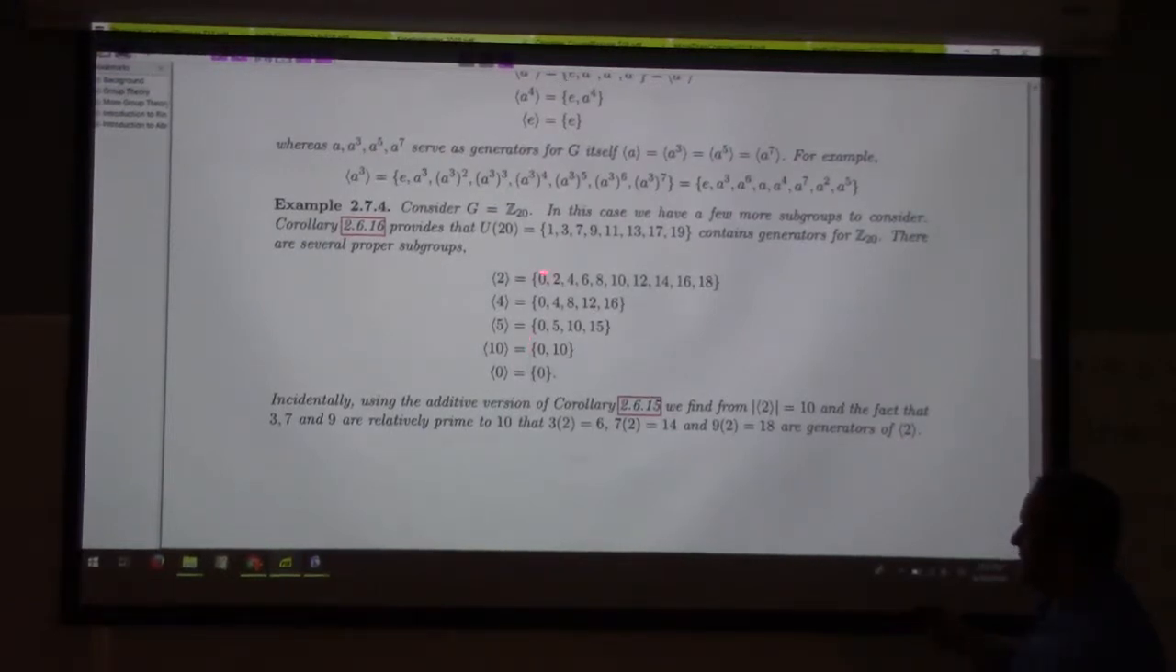And here's the subgroup of order 10. This is the subgroup of order 5. This is the subgroup of order 4. This is the subgroup of order 2. And this is the subgroup of order 1.